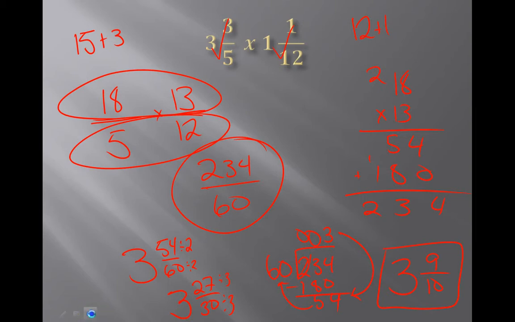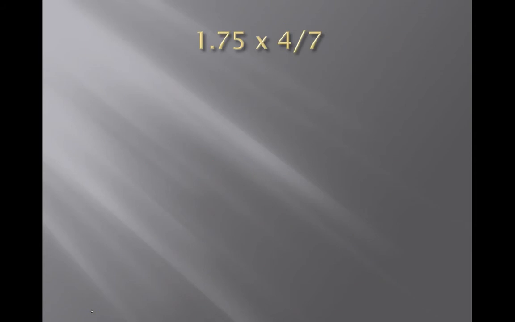I think we just have one more problem left. So we have 1.75 times 4 over 7. Remember, this can be a fraction sign. So let's rewrite these out. I'm going to write them both as fractions. If you remember how to write these as fractions, it would be 1 and 75 over 100, 1 and 75 hundredths, times 4 over 7.